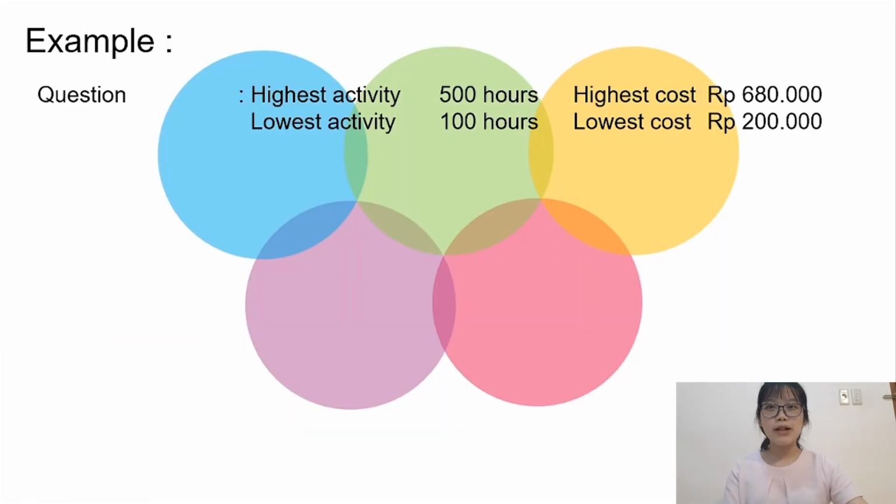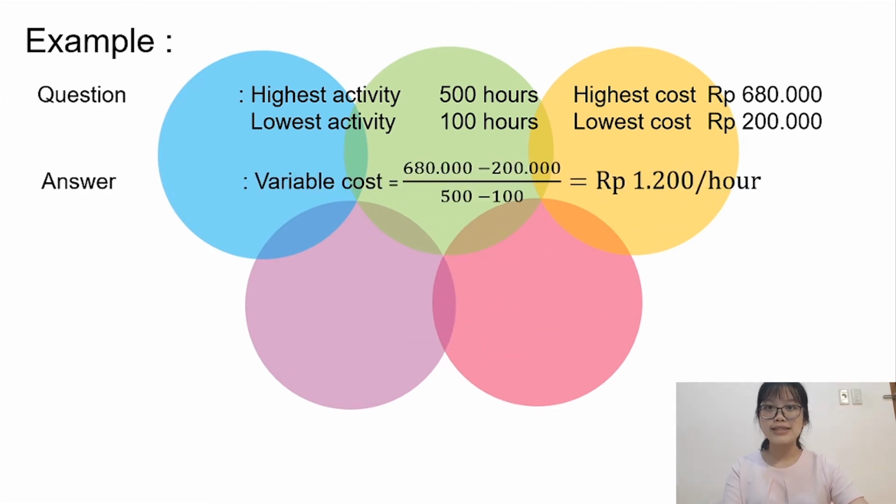Here's an example question of using the highest and lowest point method, where the question is given that the highest activity is 500 hours, lowest activity 100 hours, highest cost 680,000, lowest cost 200,000. How do we solve this? Well, we can calculate the variable cost first by the difference of the cost divided by the difference of the activity hours, and we get 1,200 per hour.